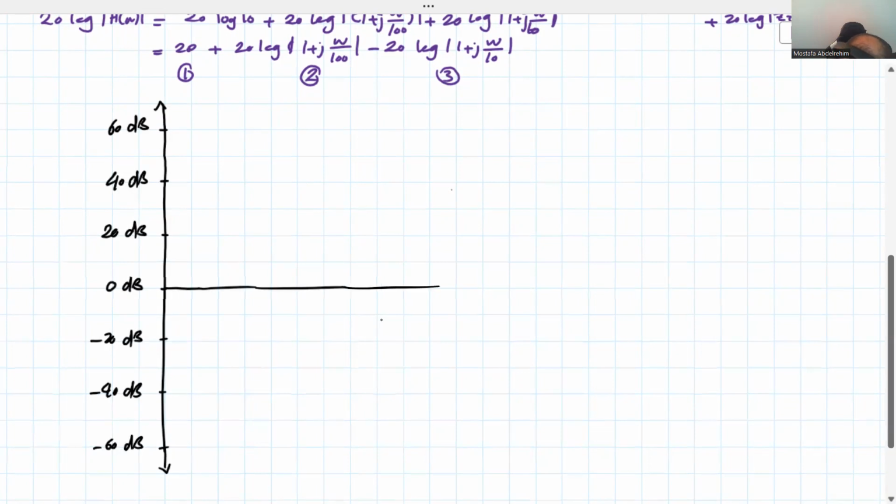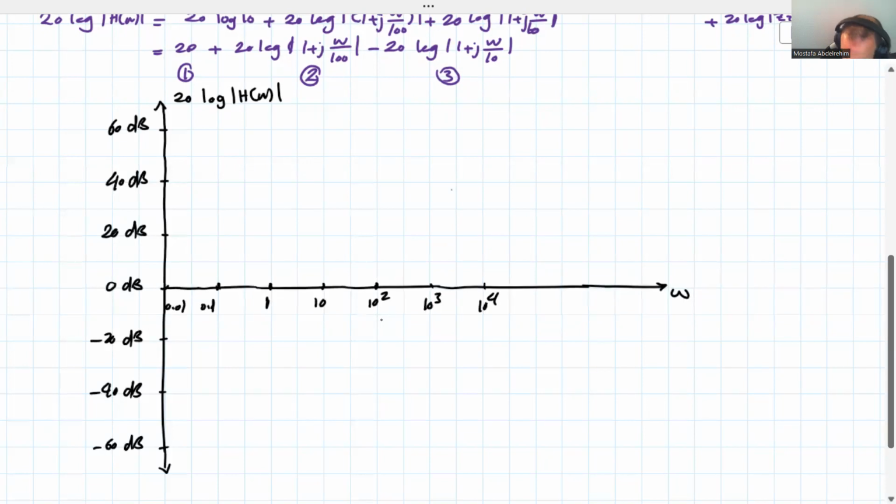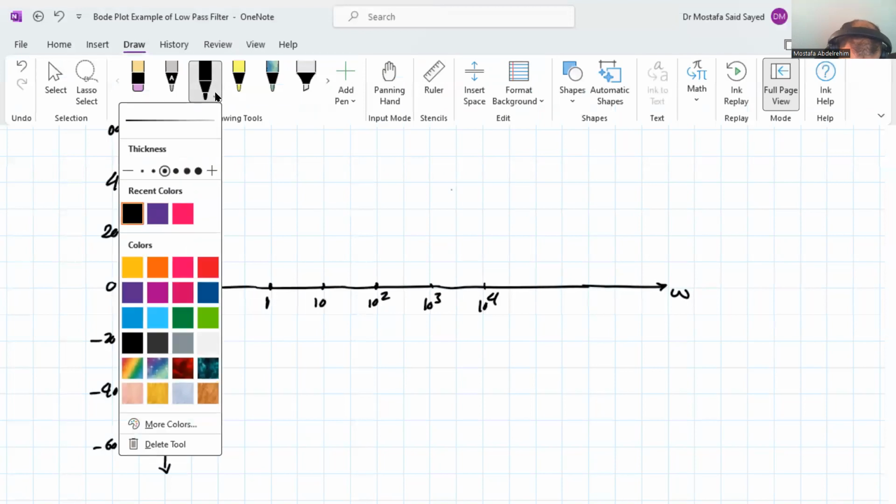Our x-axis is the omega axis. So we're going to plot here 20 log the magnitude of H of omega, and the variable here, omega. We're going to do, for example, 0.01, 0.1, then 1, then 10, 100, 1,000. Let's take 10K, 10,000.